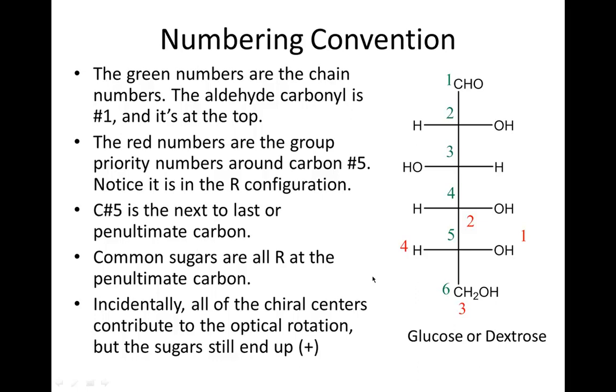And if we do the priorities on this carbon right here, which is kind of in the same position as the one that we did for glyceraldehyde, then when you do the priority numbers and your allowed rotation, you're going to find out that this carbon is also in the R configuration. And we call this carbon right here the penultimate carbon. It's always the next to the last carbon. And for all of our common sugars, this carbon is always going to be R.